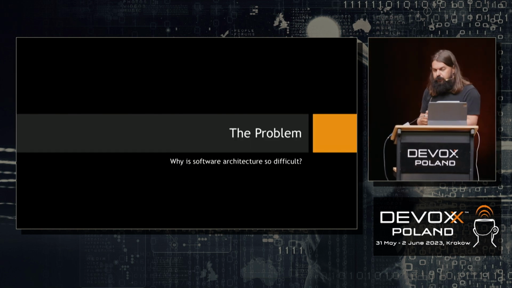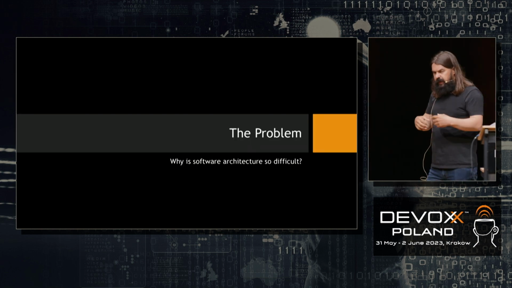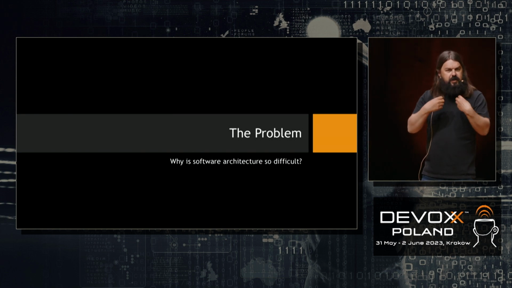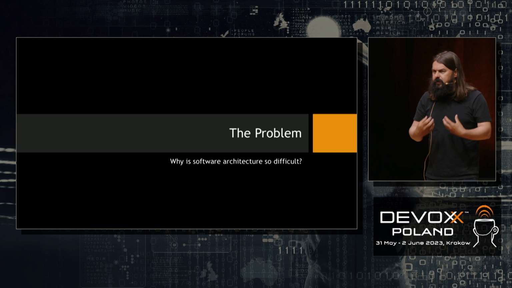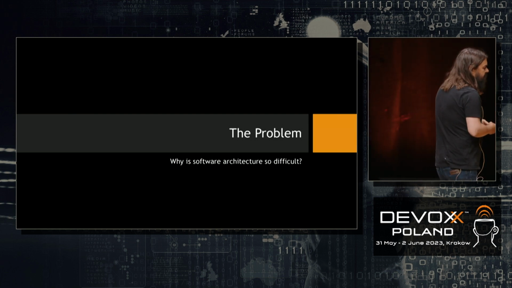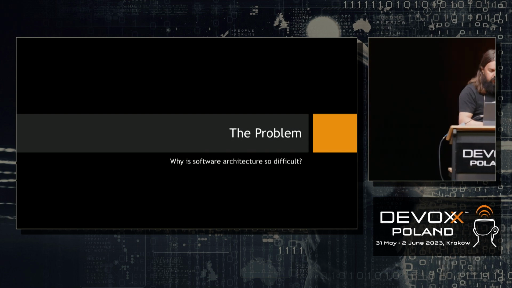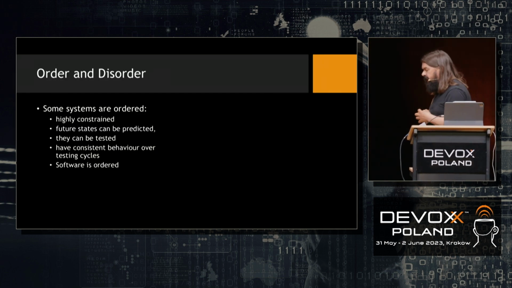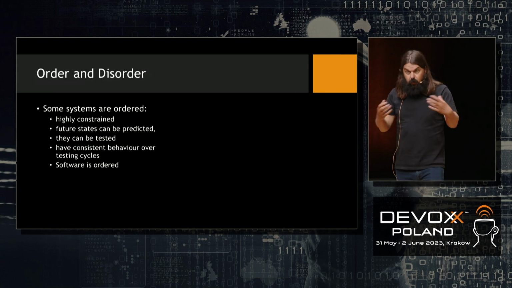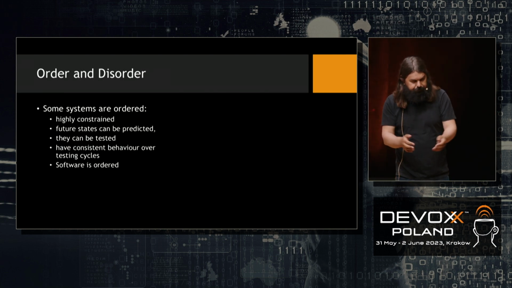So the problem that we're trying to solve is, why is software architecture so difficult? Why is it so difficult to articulate? And why is it so difficult to teach? And why is it so difficult to create architects? And for that, we need to consider a few things. And one of the most important things that we need to think about is the difference between order and disorder.